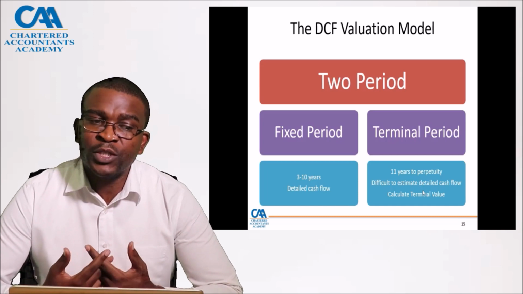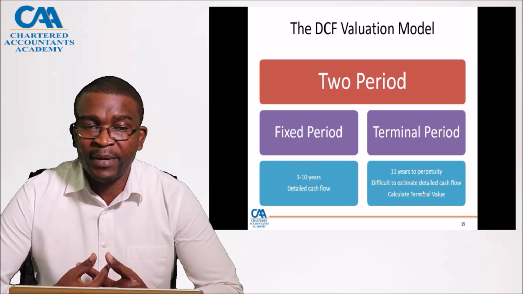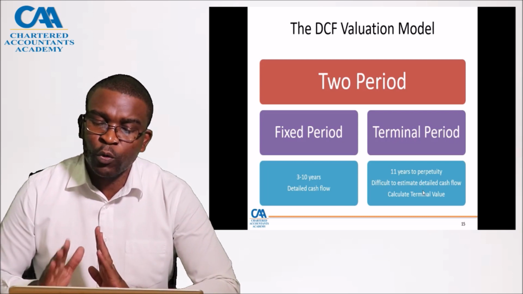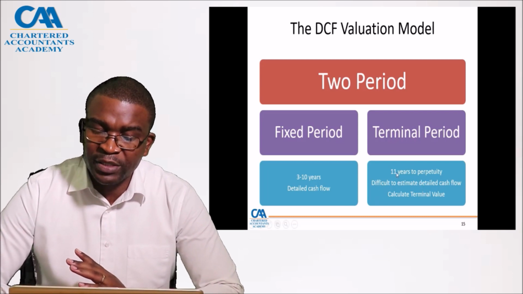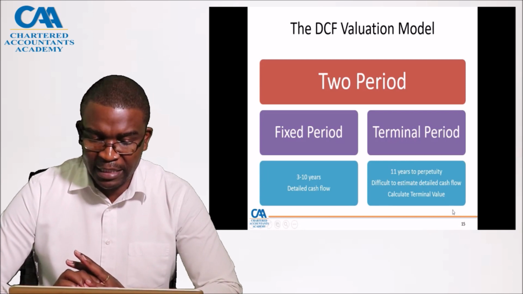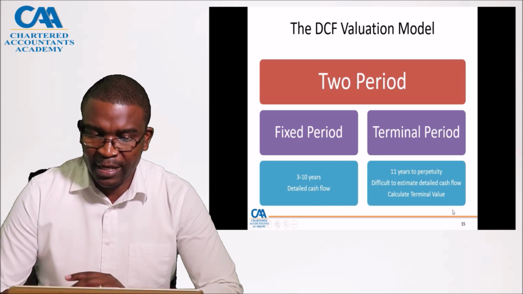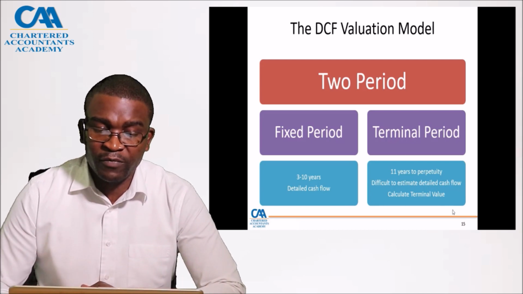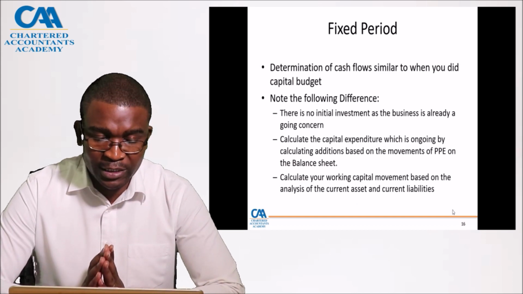But you'll agree with me that as you go into the future, your ability to estimate what's going to happen in the future becomes limited. So that period, we then call it the terminal period, which is sometimes 11 years to perpetuity. And like we said, it's difficult to estimate cash flows, and in this case, you calculate your terminal value. So I'm going to look at the 2 periods just to give you a bit of insight into that.